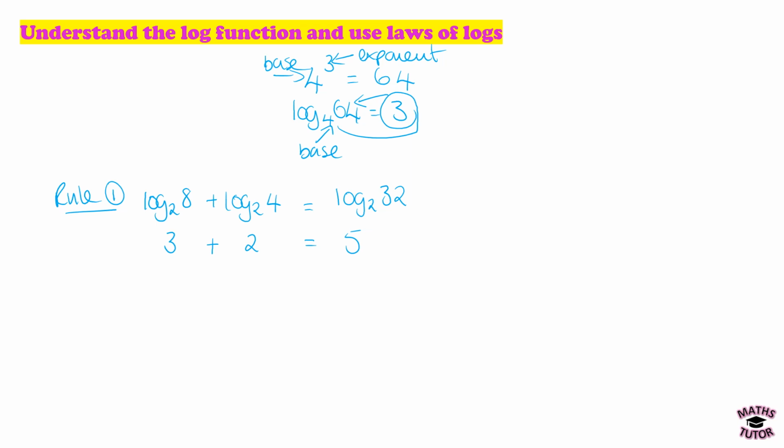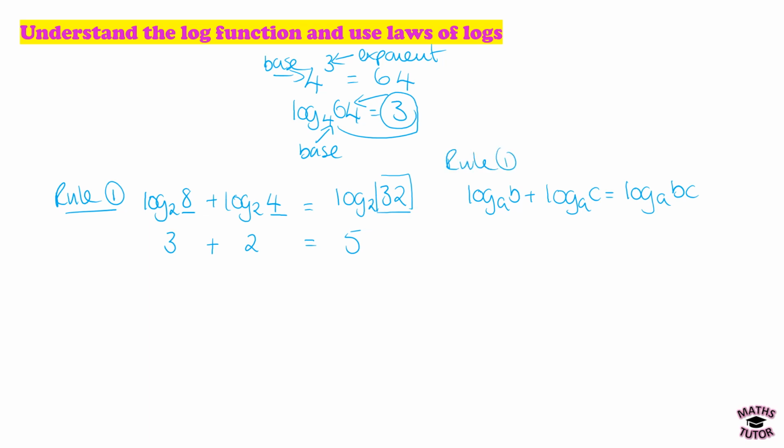So the rule is here, if we've got log to base a of b plus log to base a of c, you have to times the numbers together, log to base a of bc. You can see here that the 8 times by the 4 gives you that 32.